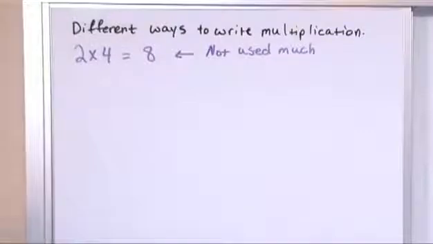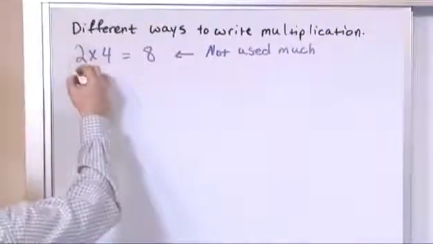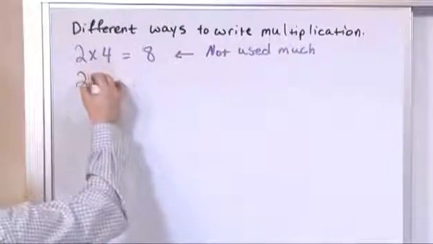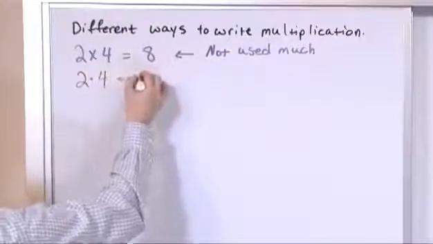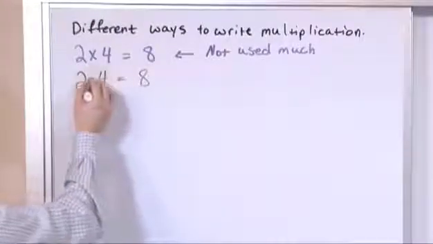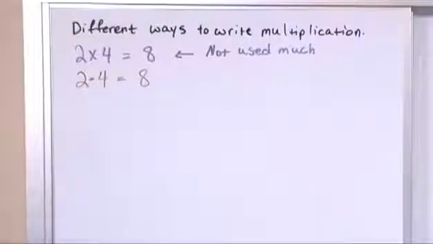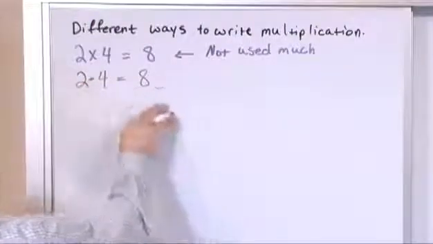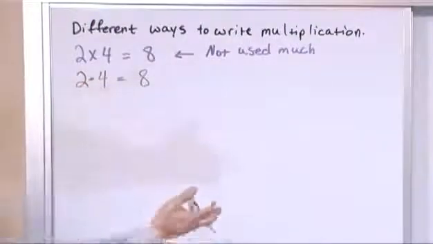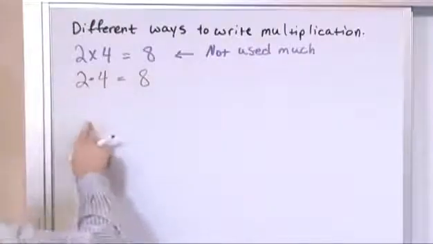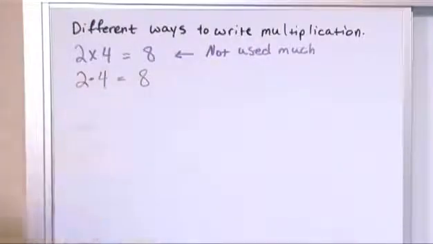Another way that you would write it, which is very common, is 2 times 4 is equal to 8, with a little dot between the 2 and the 4. You see this pretty often, and it's the same thing. Don't be worried about it. When you first look at it, you think, oh, what's this dot here? It's something new. Well, it's just multiplication, nothing new.